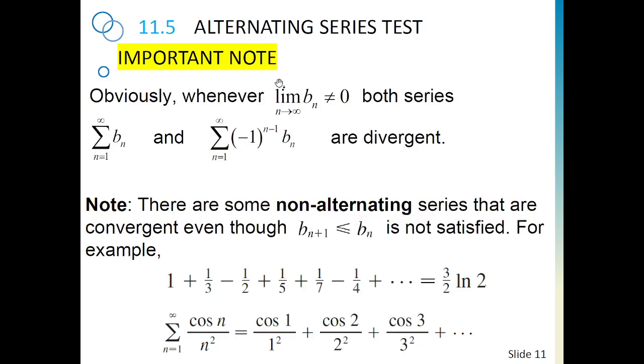Obviously, as we said, if the general term is not going to 0, if the limit is not 0, then by the divergence test, we know that the series is divergent. In that case, the series with positive terms would be divergent, but also a series that is alternating will be divergent, just because the general term is not going to 0. Also, the alternating series test is valid only for alternating series.